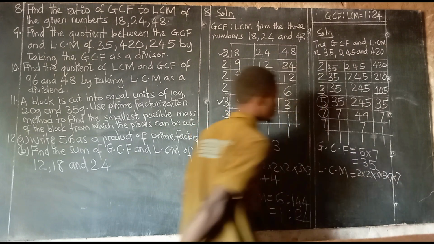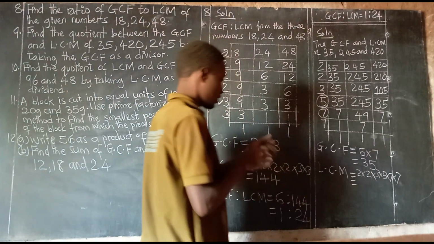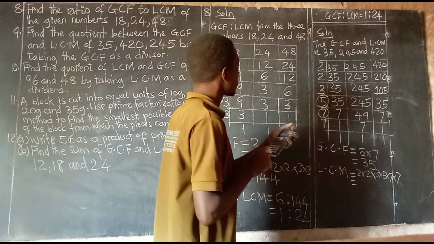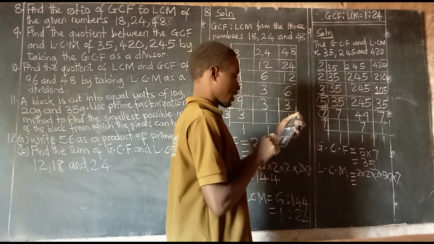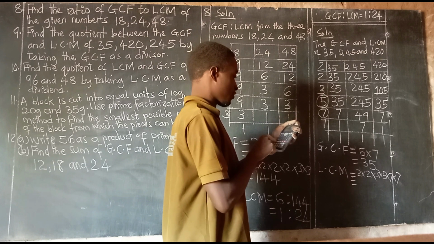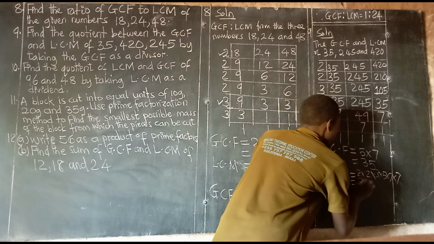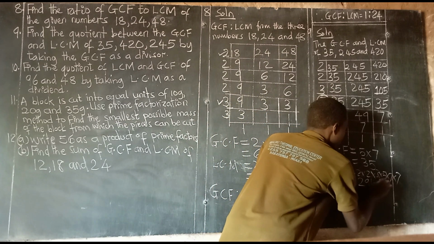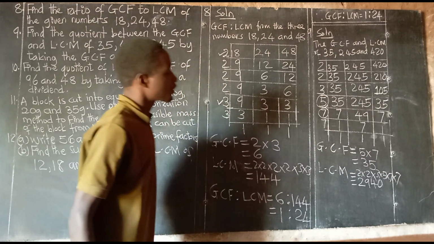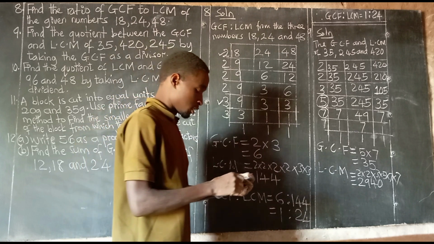As you can see, now we have 2 times 2 times 3 times 5 times 7 times 7. The answer becomes 2,940. As you can see, this is the LCM for the 3 numbers. After obtaining the LCM, now let us go back to the question.